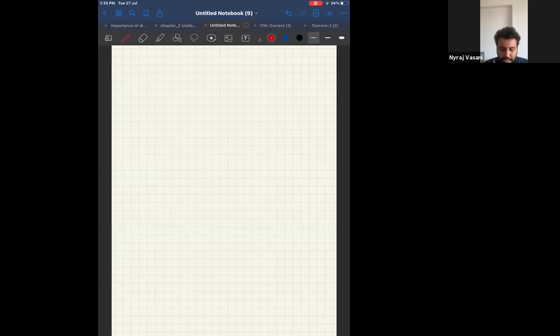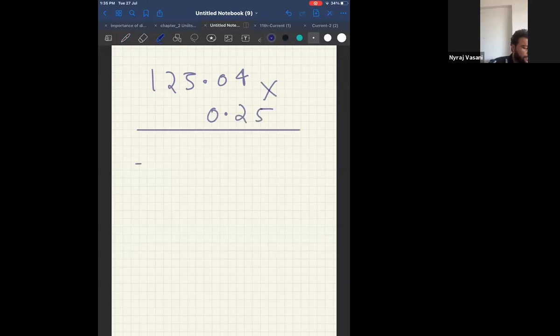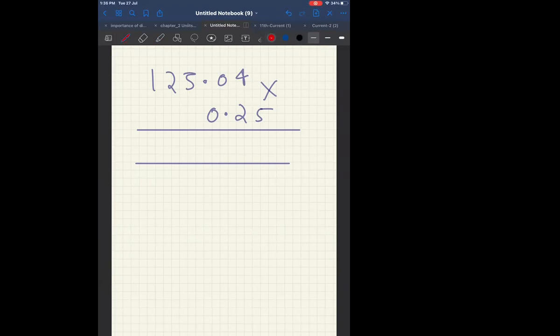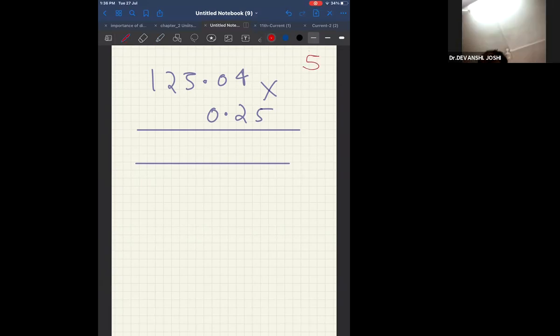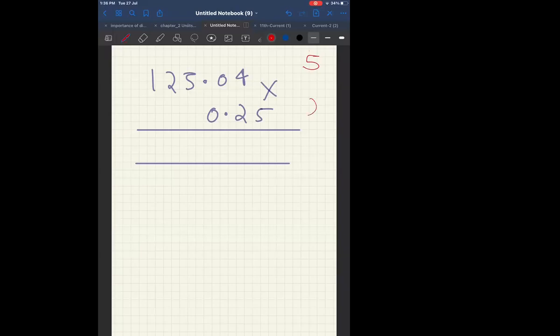Now the answer is very simple. For example, I am giving you the module example itself: 125.04 into 0.25. These are the two numbers. Now all of you tell me how many significant figures are there in the first number and how many in the second number. How many in the first number? 5. Second number? 2.